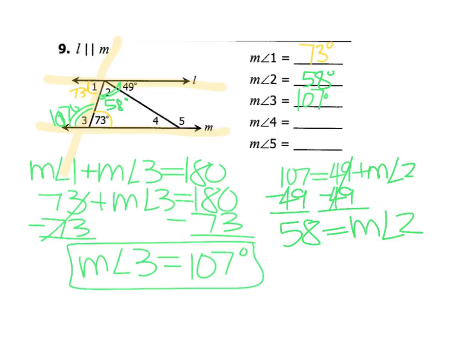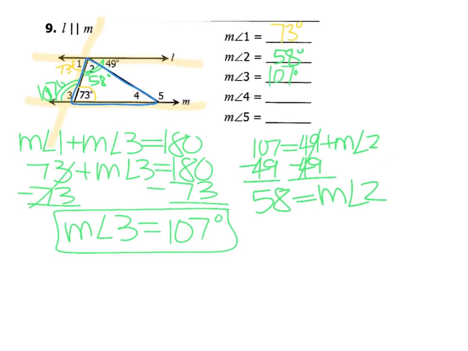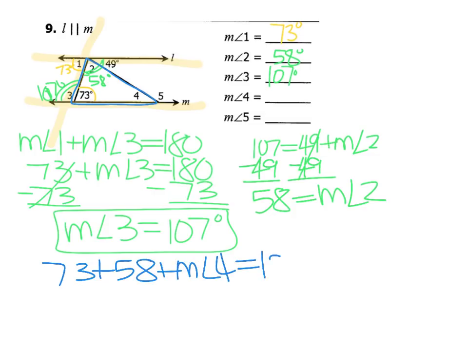Now, we need to find the measure of angle 4 and the measure of angle 5. So what we can do is look at the triangle now, because we know two of the angles. We know that one angle is 73 and one is 58. So in order to find the measure of angle 4, we can just say 73 plus 58 plus the measure of angle 4 has to equal 180, thanks to the triangle angle sum theorem.